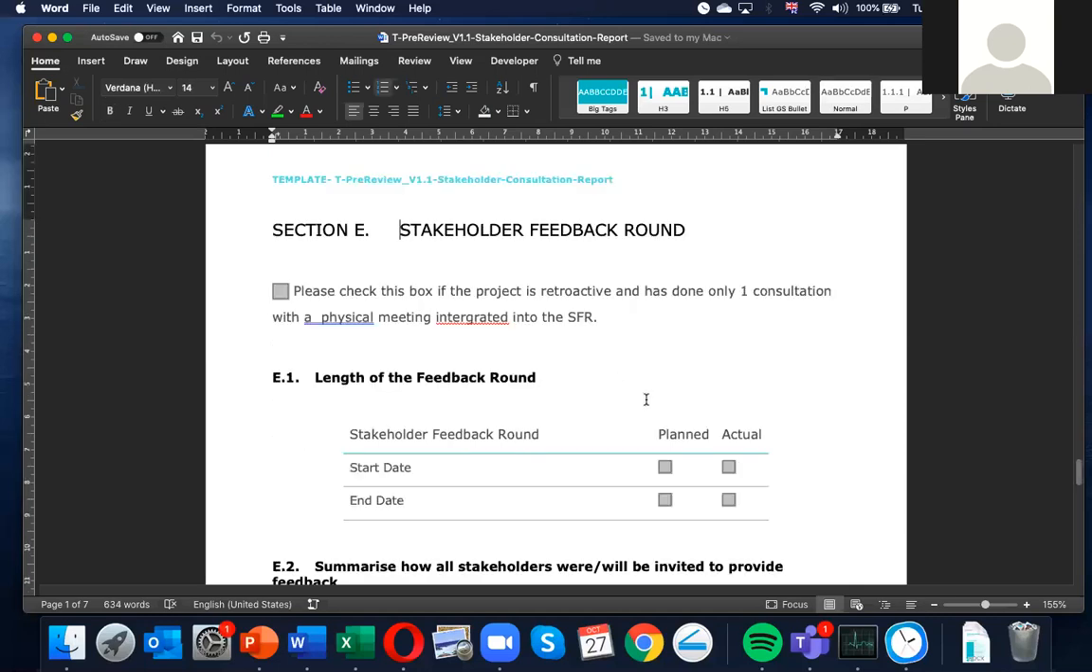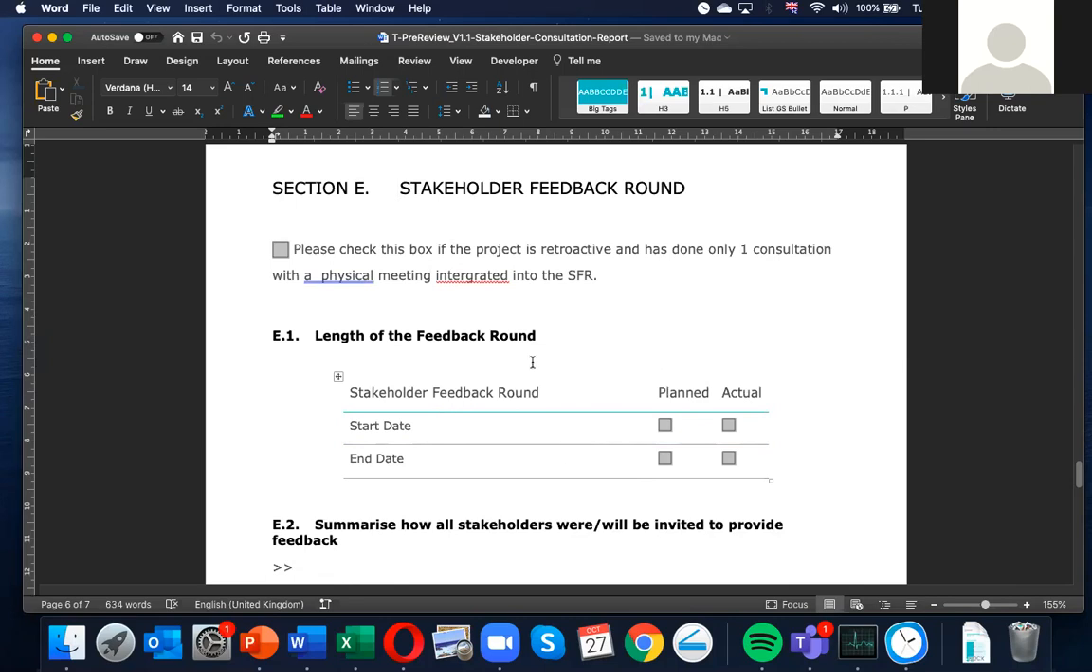We've spent some time clarifying this because the previous template was a little bit unclear as to where the stakeholder feedback round would be reported, whether it would be in this template, the stakeholder consultation report, or whether it would be in the project design document. So both documents have been updated. Just to clarify, the stakeholder consultation report is the single source of truth for everything about your consultation. The PDD is a summary of your consultation report.